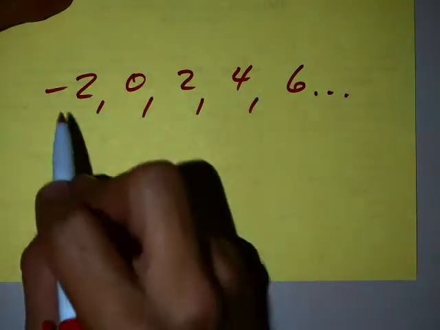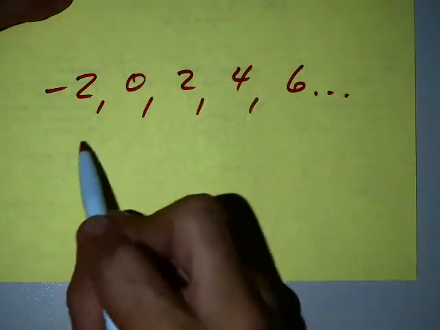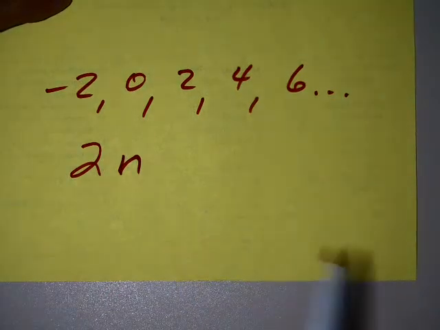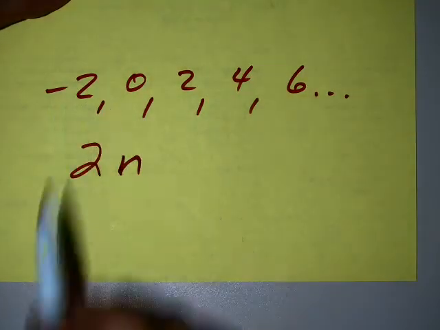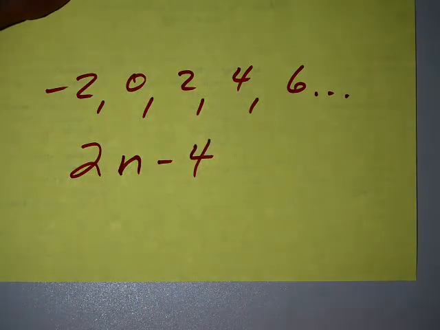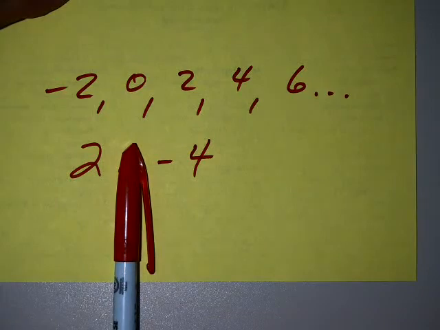Okay, you're back. You see that it's going up 2 every time. Plus 2, plus 2, plus 2. So you write down 2n. Now you have to be careful. How do you get from 2 to negative 2? Well, in order to get from 2 to negative 2, you have to subtract 4. So again, you cover up the n. You should have the first number right there. 2 minus 4 is negative 2.